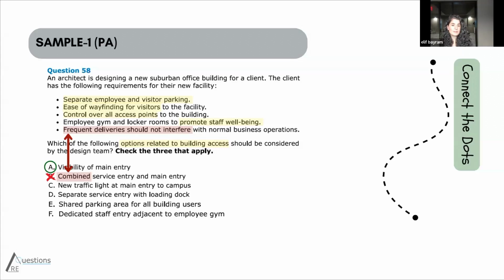The other one is talking about separating them. So they should not interfere. So these two are going against each other. So I think it makes option B obviously incorrect because it's directly going against the criteria.